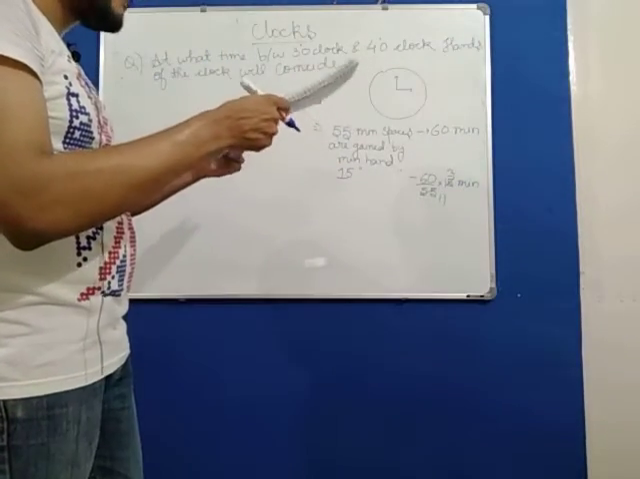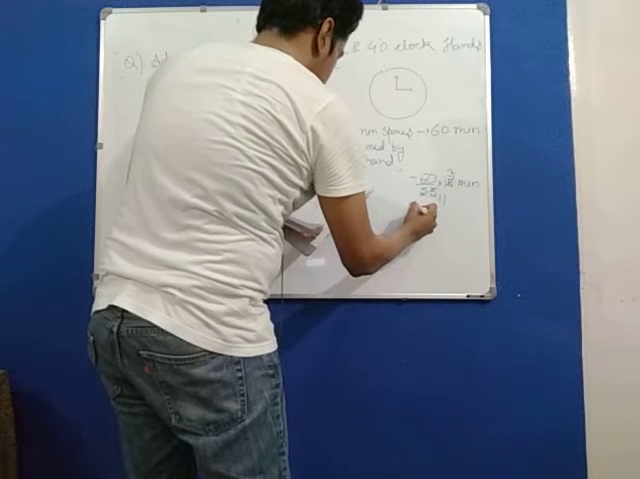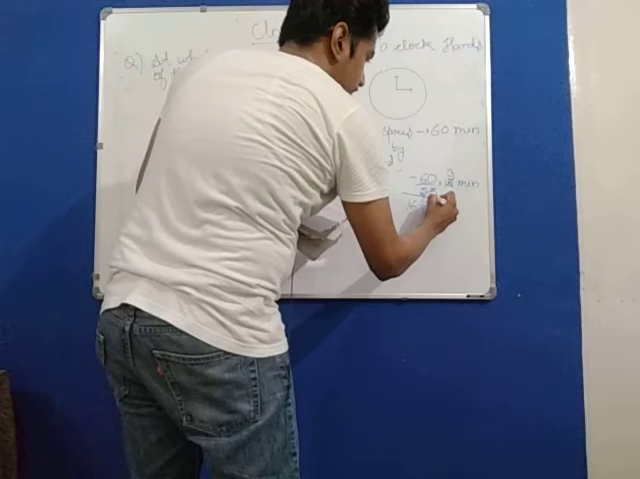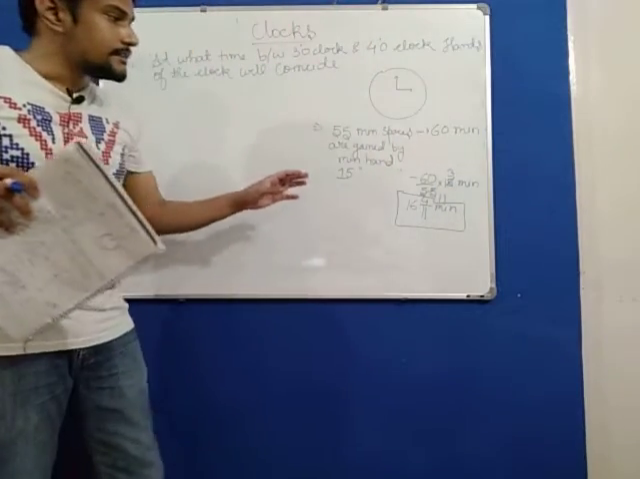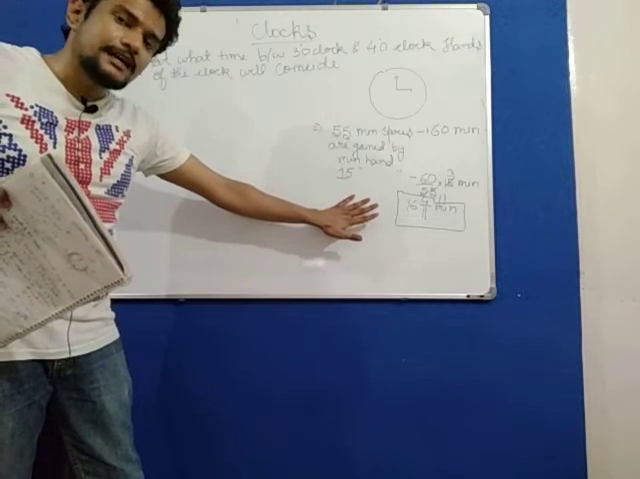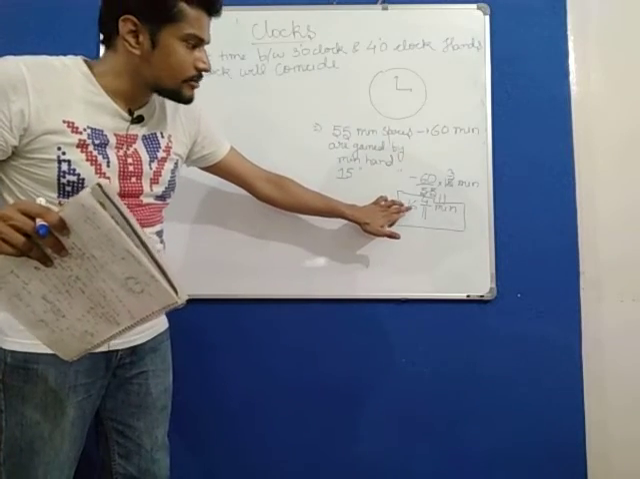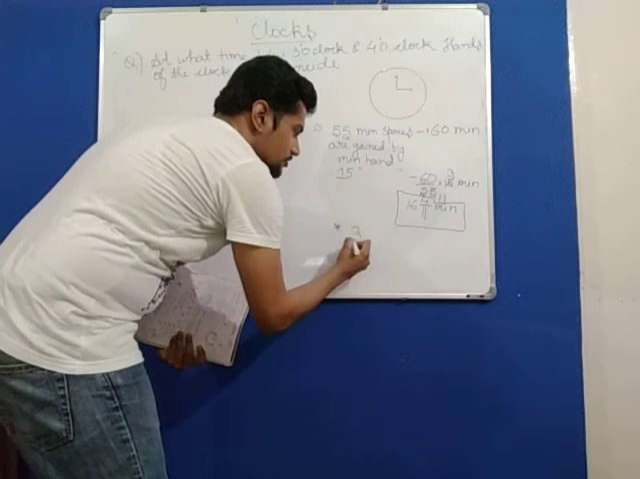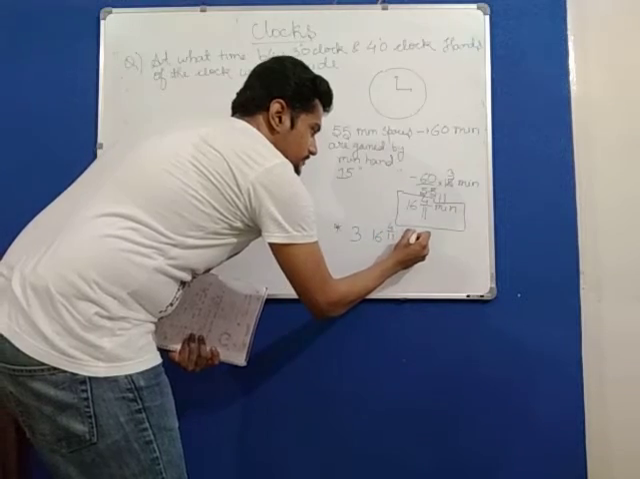And this will come out to be 16 4/11 minutes, and therefore we can say that the time between 3 o'clock and 4 o'clock at which the minute hand and the hour hand will coincide will be nothing but 3 hours 16 4/11 minutes. So the time at which they will coincide is going to be 3 o'clock 16 4/11 minutes.